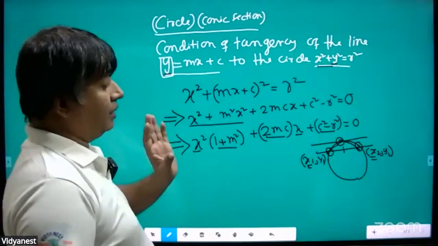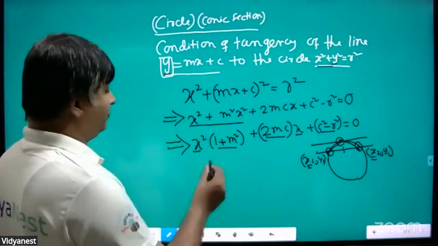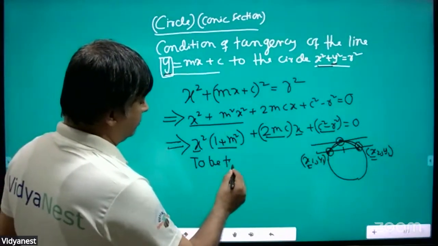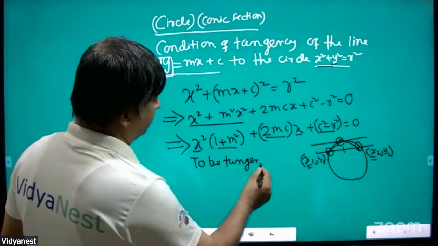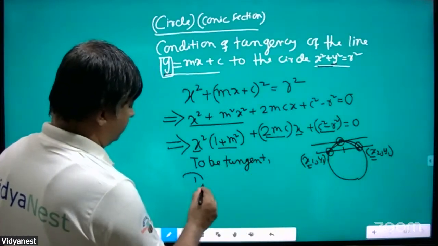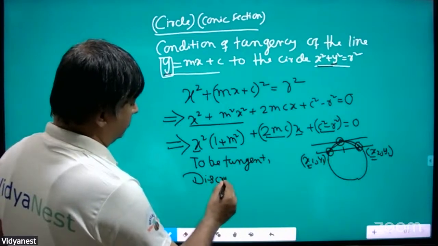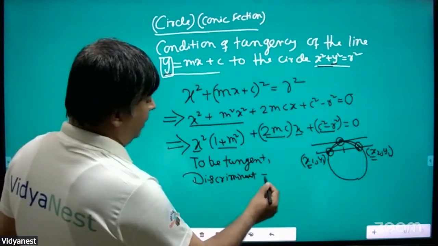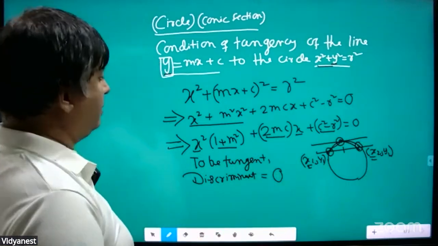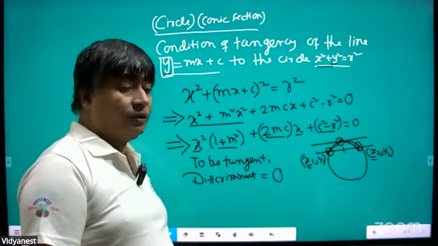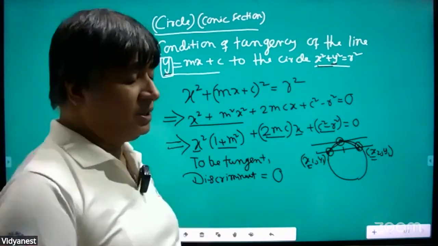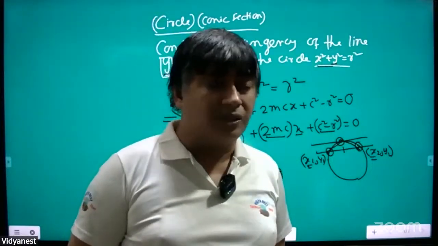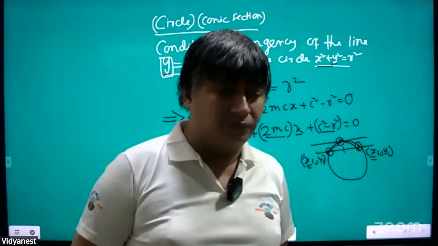सो टचिंग और टेंजेंसी का कंडीशन क्या है? टू बी टेंजेंट, discriminant equal to 0. What is discriminant? डिस्क्रिमिनेंट क्या है बोलो? एक्स स्क्वायर प्लस बी एक्स प्लस सी इज इक्वल टू 0. डिस्क्रिमिनेंट क्या है? बी स्क्वायर माइनस 4ac है कि नहीं?